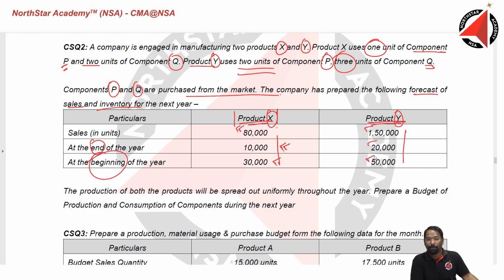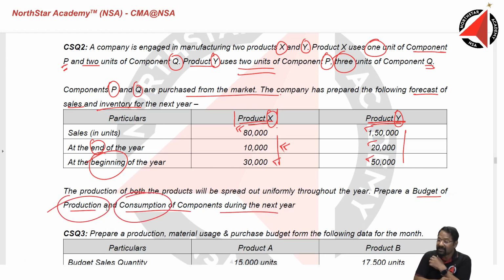The production of both the products will be spread out uniformly throughout the year, which means on an average production will be evenly spread out, so average production units will be the same month on month. Prepare a budget for production and consumption of the components during the year. So we need to prepare a production budget, we need to prepare a consumption budget.